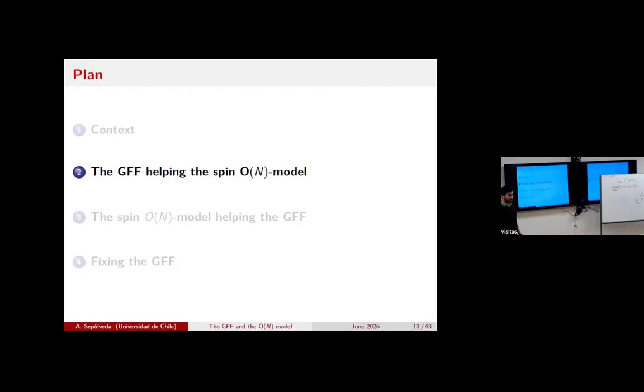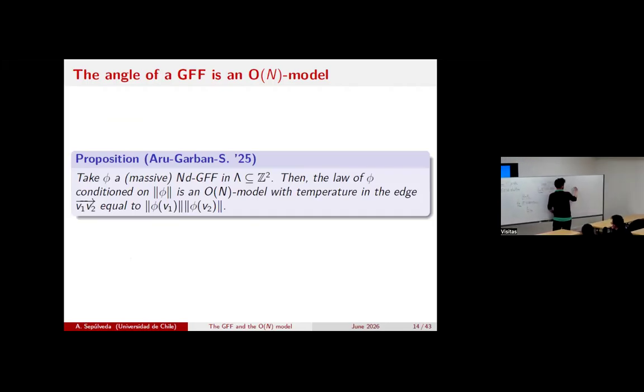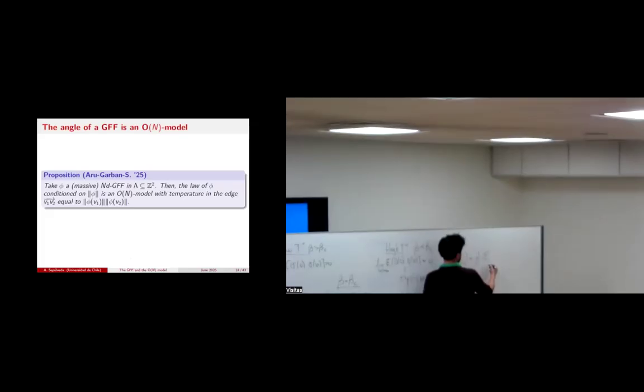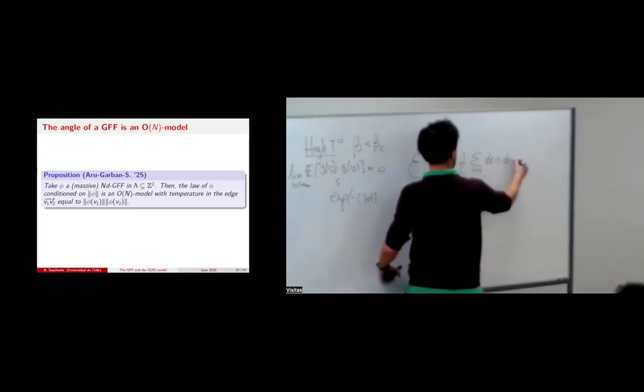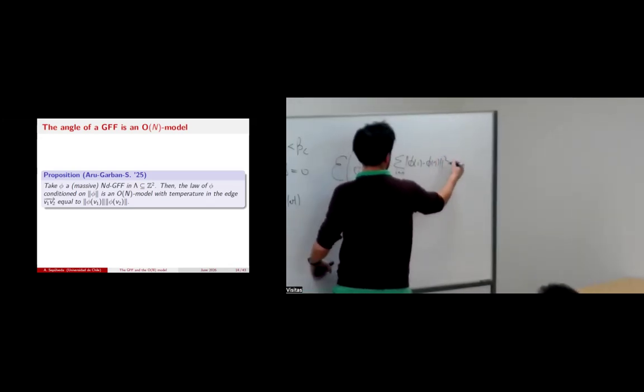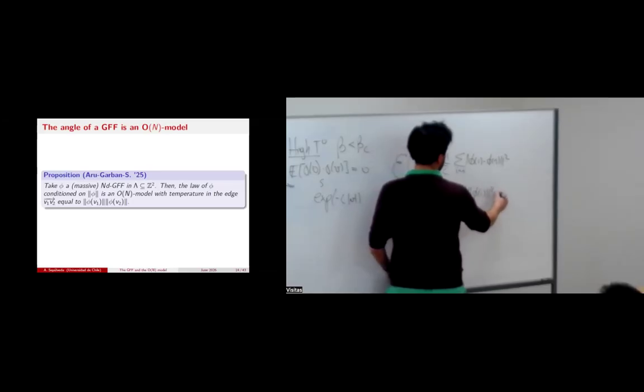So here is the GFF scaling the spin. There is a massive version of the GFF in which the energy, instead of being the Dirichlet energy, we also add an L2 term. The energy of the field is the Dirichlet energy, which is half the sum over neighbors of the norm of phi_i minus phi_j squared, plus m times the sum of the norm of phi_i squared. This is a massive thing.